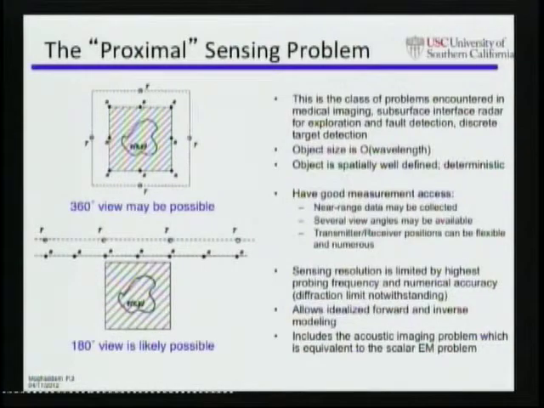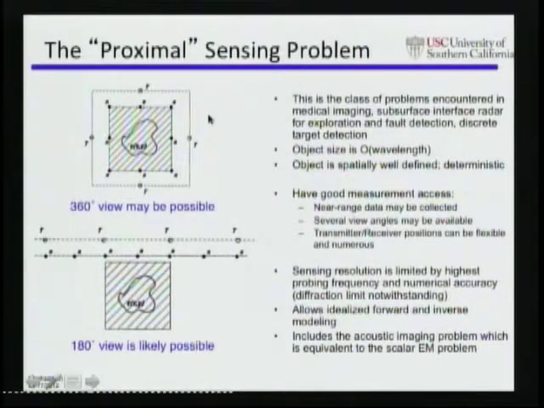Now, let me define two different types of sensing problems. One is what I'm going to call proximal sensing, and in the next slide, I'll talk about remote sensing. The proximal sensing problem would be, for example, the class of problems I've shown in these two pictures. Let's say you have an object here you're trying to characterize without disturbing it. You could place receivers and transmitters, so T's would be transmitters, R's would be receivers, in the vicinity of this object.